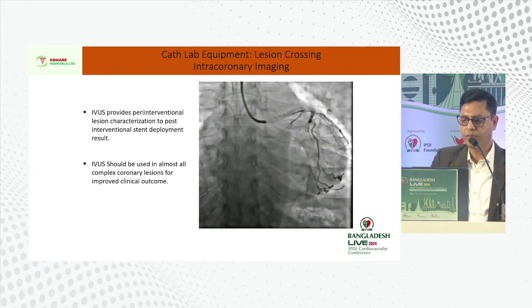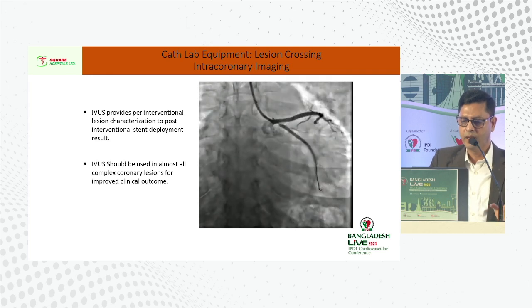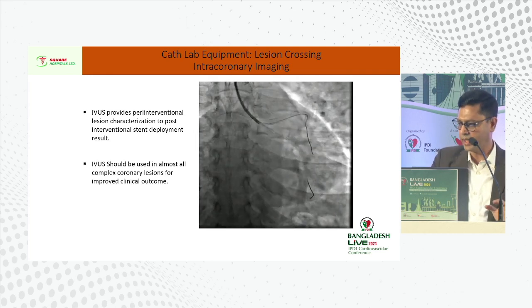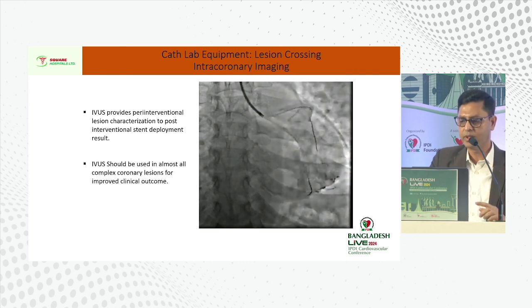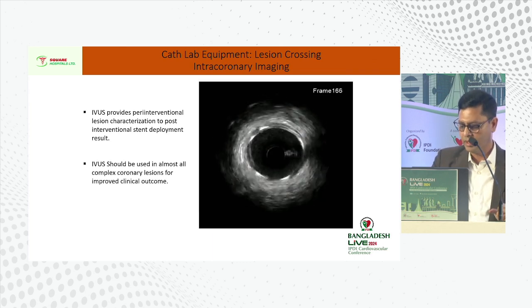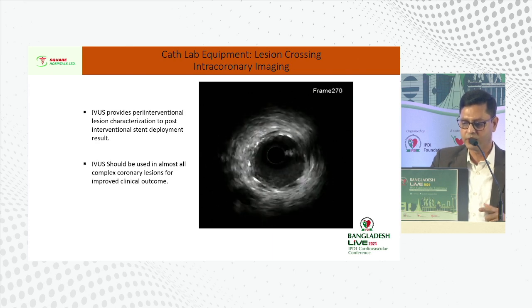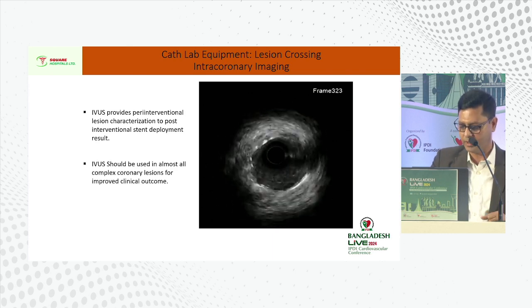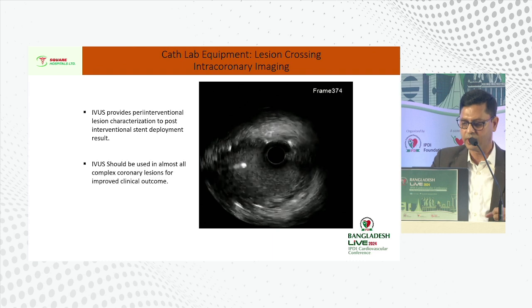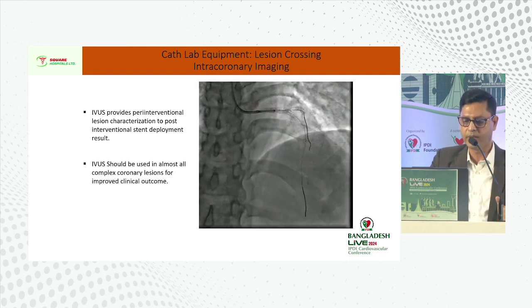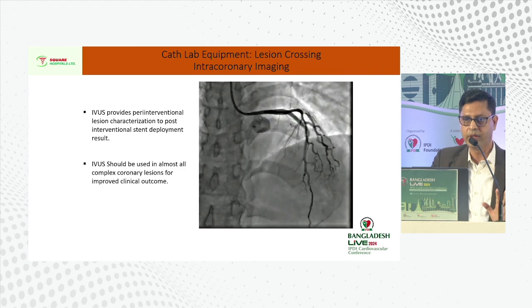And here's the use of IVUS. IVUS provides very informative pre-interventional lesion characteristics, and post-interventional stent deployment results. You can see here a very tight lesion in the LM ostium, that is the ISR, and it was checked by the IVUS initially, and then after putting the stents, we cross-checked with IVUS. And IVUS should be used in almost all complex coronary lesions for improved clinical outcome.